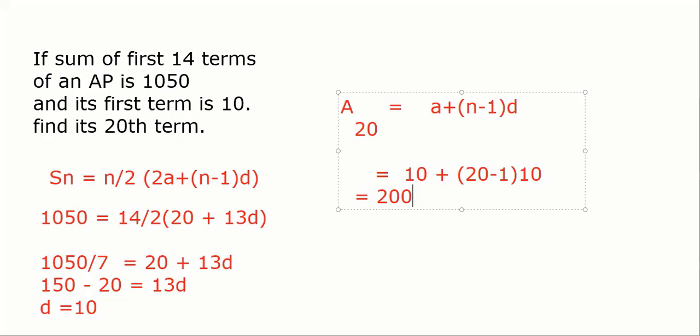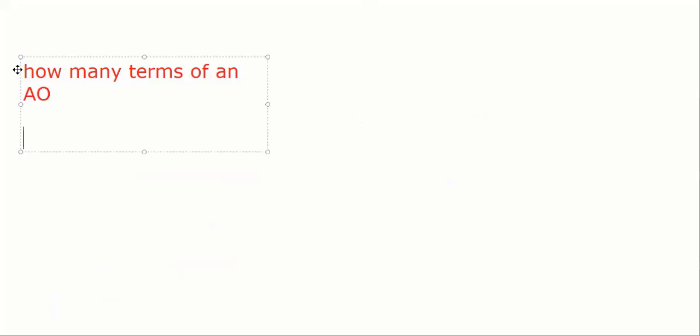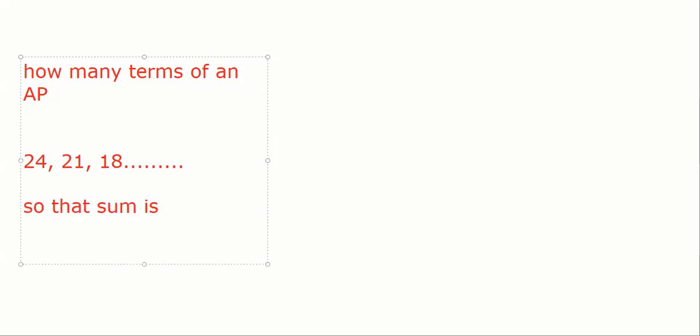I want to give something which is for negative, but before that, if I give a question like this, solve it very fast, guys. How many terms of the AP 24, 21, 18, and so on, must be taken so that the sum is 78? Very easy question.